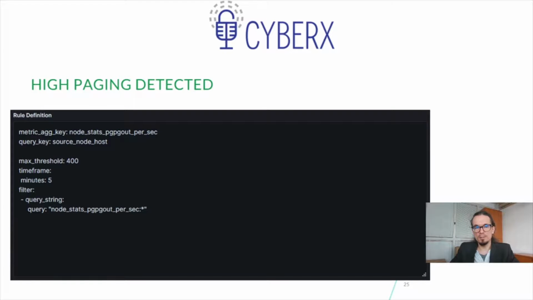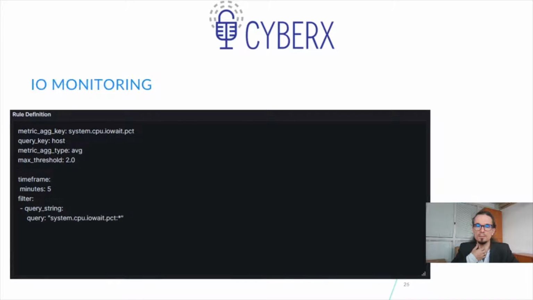Very similar is the high paging detected, where we are grouping everything by the hosts, and we look at the time frame of 5 minutes. If the paging is high, over 400, then the alert will be triggered, but only per host. So it's not the general monitoring of the paging, it's grouped by host. So each host individually has to have a value greater than the threshold to trigger the alert.